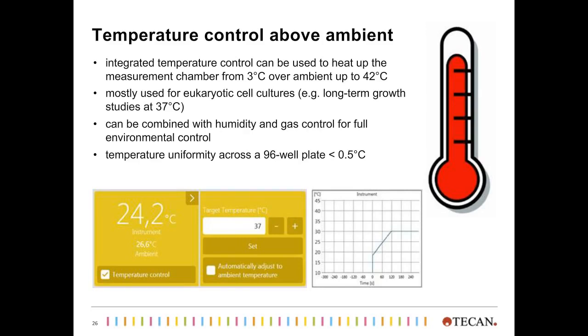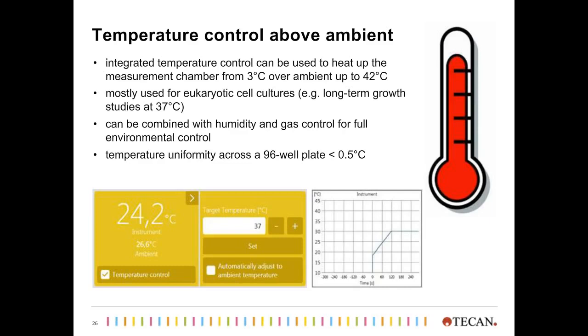So first of all, the Spark instrument is able to heat up the measurement chamber from 3 degrees Celsius over ambient up to 42 degrees Celsius. This is especially useful for cell-based applications, mostly with eukaryotic cells that require a temperature that resembles more or less the physiological body temperature, so 37 degrees, for optimal growth and proliferation.